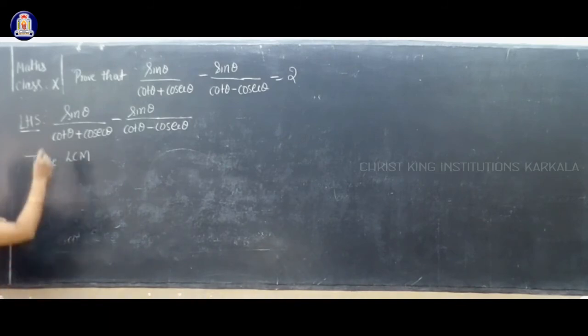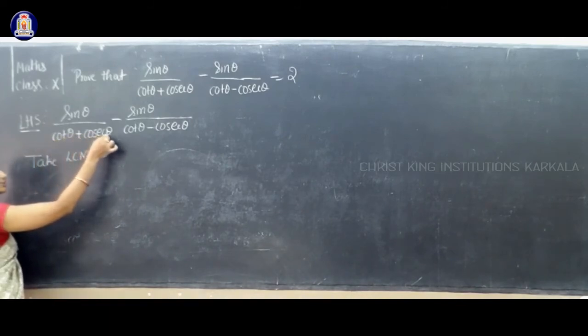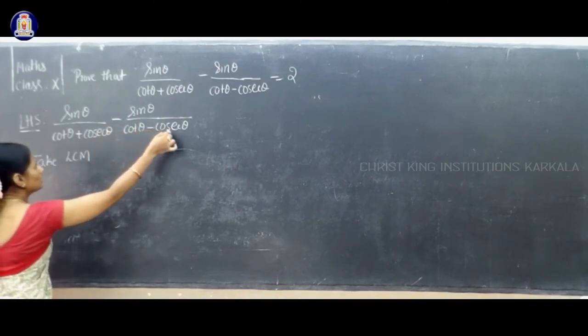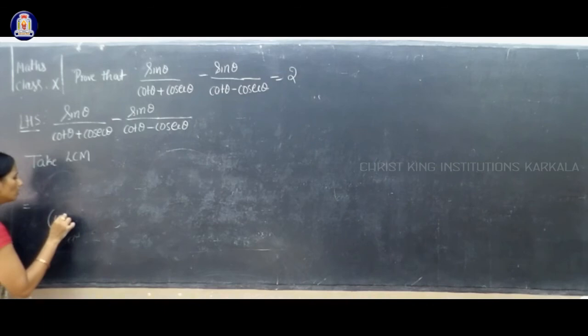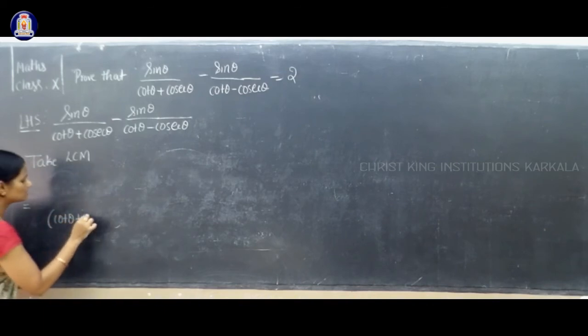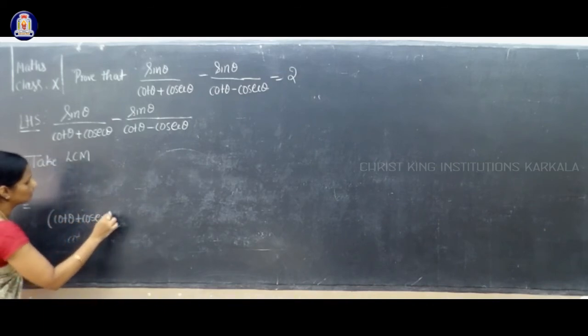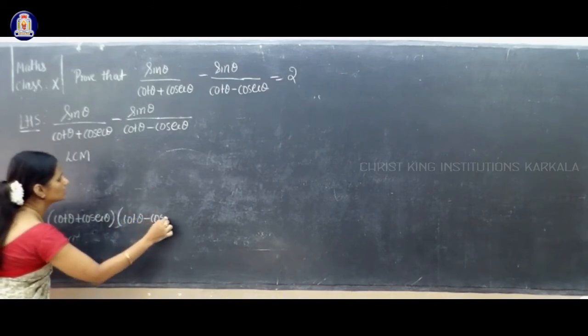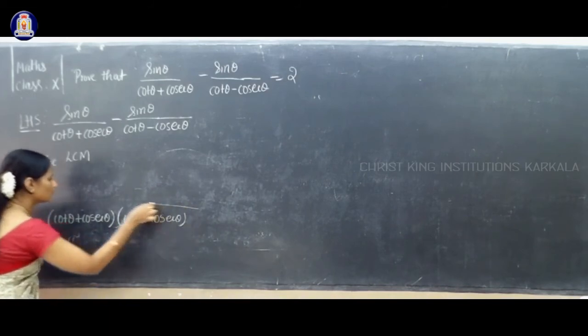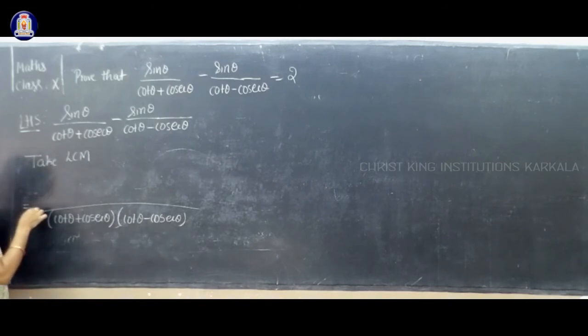So what is the LCM? See, cot theta plus cosecant theta, cot theta minus cosecant theta. LCM is cot theta plus cosecant theta into cot theta minus cosecant theta. This type of question is solved in quadratic equation, simplification, right?